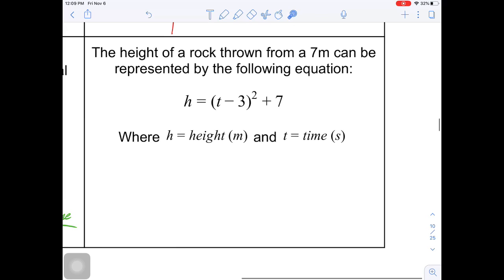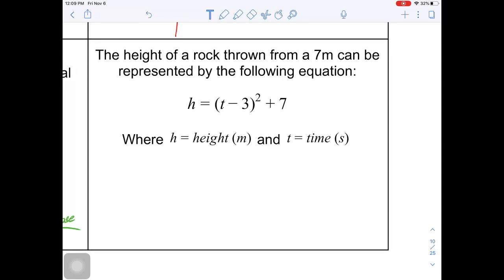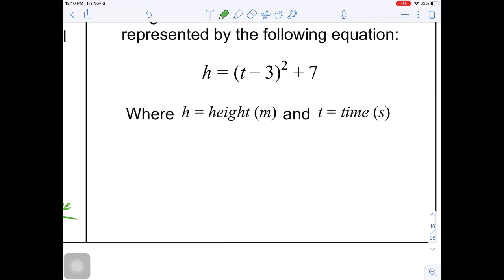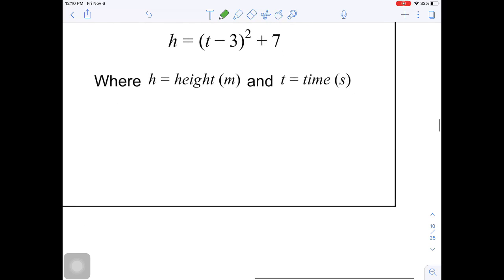Let's look at this one. So this is kind of a crazy looking equation here. This is the height of a rock thrown from a 7 meter building. Sorry about that, I missed that. It can be represented by the following equation, where h equals height in meters and t equals time. So remember, what are we trying to do? We're trying to state these in function notation. So here, if we think about it, how high we're going is dependent on the time at which we are talking about.